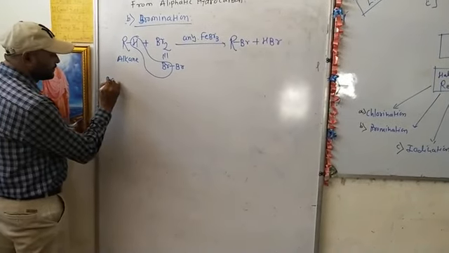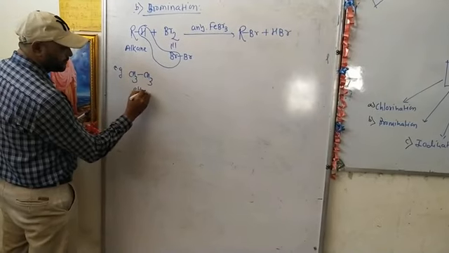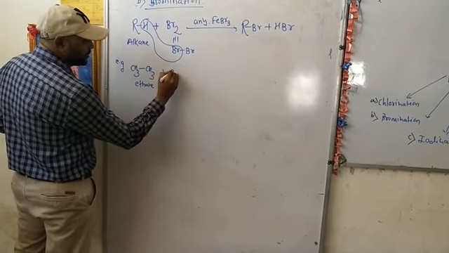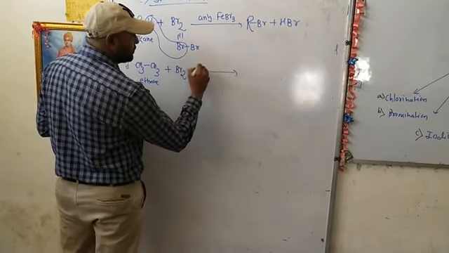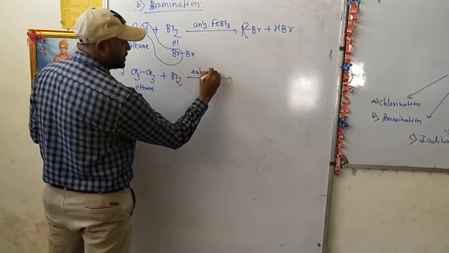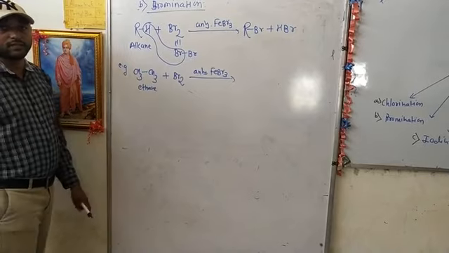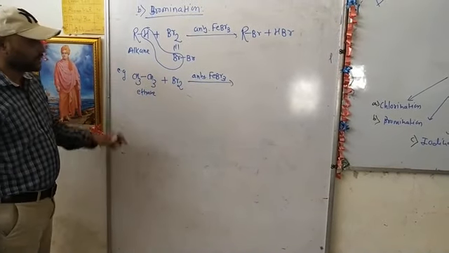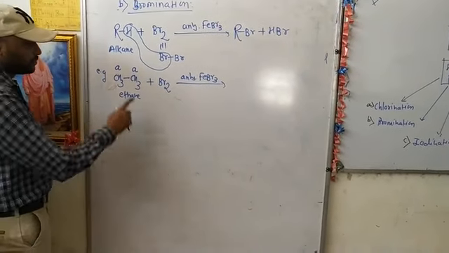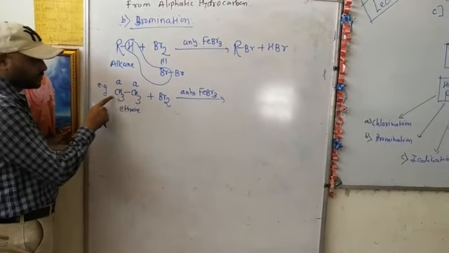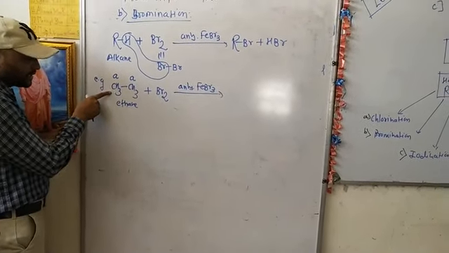Take as an example CH3 single bond CH3, ethane. When ethane undergoes bromination in presence of anhydrous FeBr3, this is a substitution reaction just similar to chlorination. So this is A type of carbon, both carbons are of the similar type. So we can carry out the substitution from either this CH3 or this CH3.